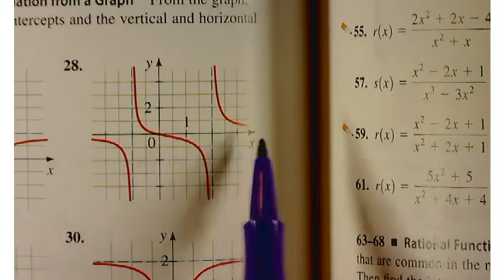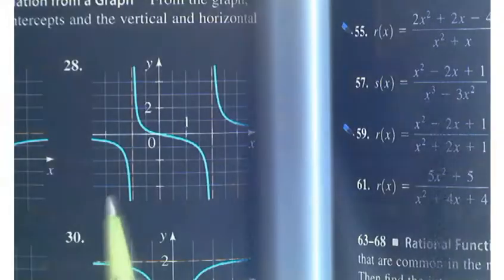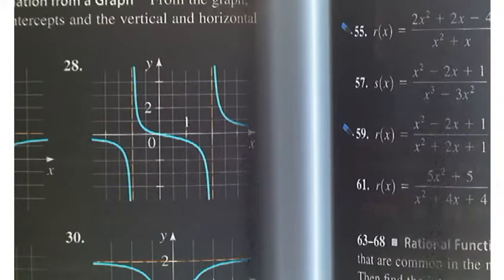Yeah, it looks like y equals 0. It looks like the graph is getting close to y equals 0 either way. That's actually kind of cool. Should I leave it like that? Yes? Okay.